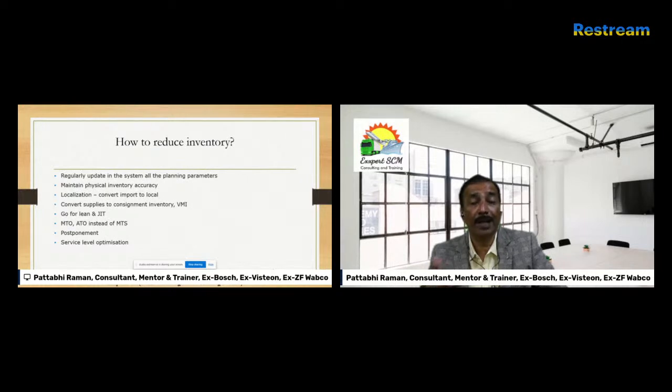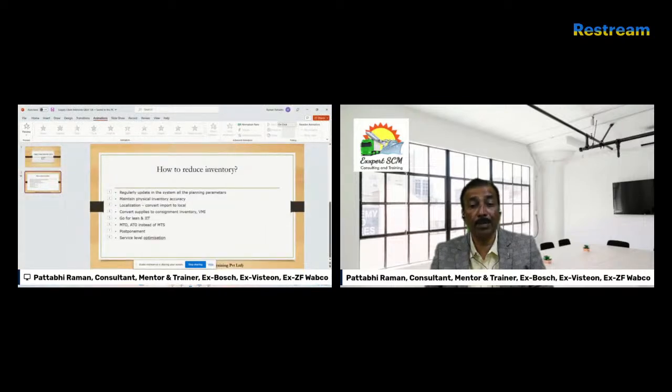If you have a higher service level, then there is more inventory. But of course, here you have to see that not all functions or topics we are talking about here can be done within the planning function, but the entire company, including other functions and top management, has to support. Otherwise, it cannot be done effectively.